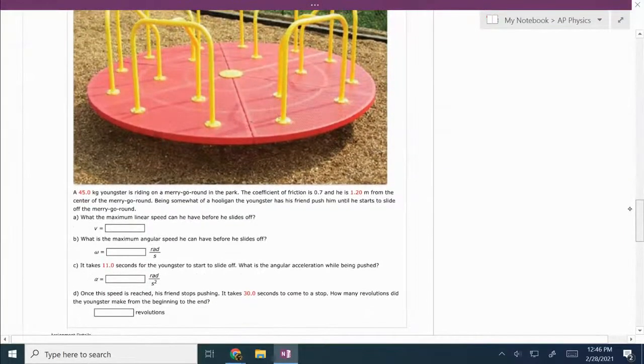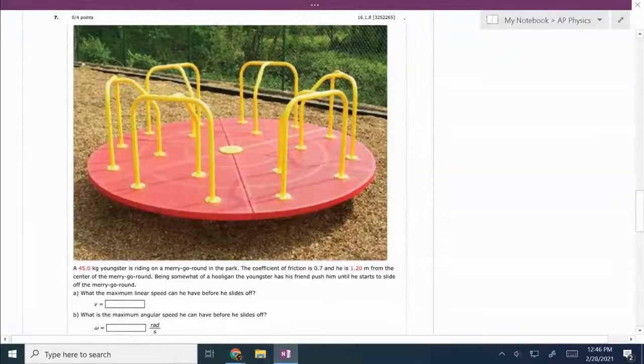The initial part's a little bit different because we start out with basically a kid, let's say this is the top view, a kid on a merry-go-round, and it's asking what is the maximum speed before he slides off? Well, the force of friction is the force that keeps the kid on the merry-go-round, right, as it spins. And so the limit at which he's going to fall off is when your centripetal force, mv squared over r, is equal to your maximum force of friction.